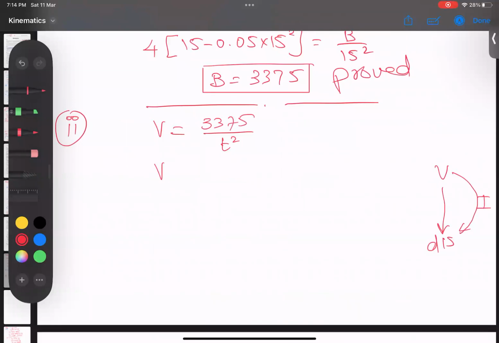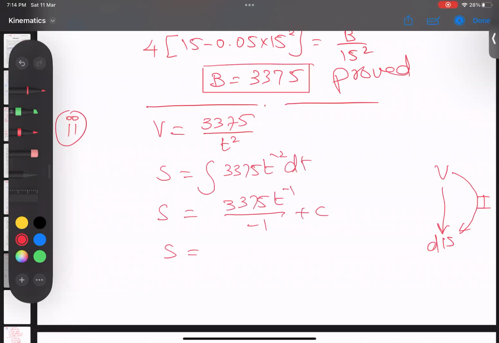So first of all, can I integrate directly? No, I have to bring it into the numerator. s equals the integral of 3375 t to the power negative 2 dt. Increase the power by 1 and divide by the same, and plus c. This is a very interesting part because many students don't understand how to deal with this.